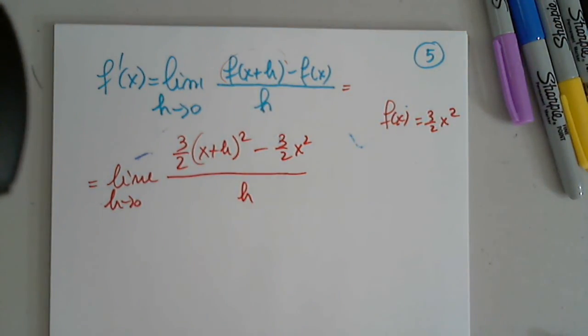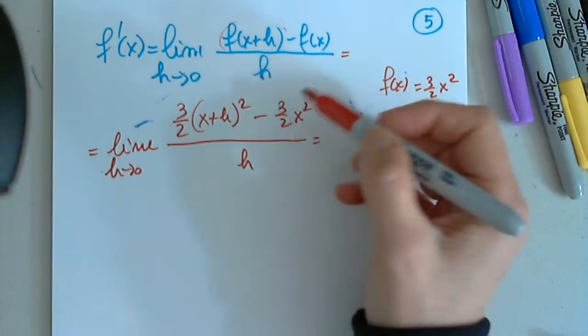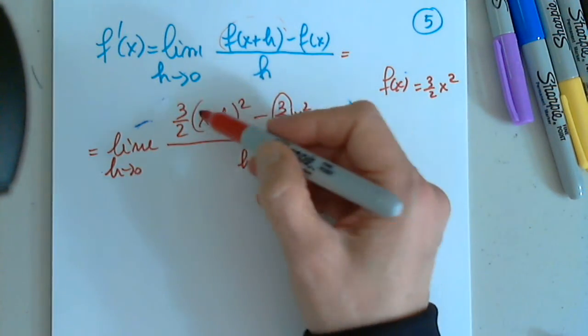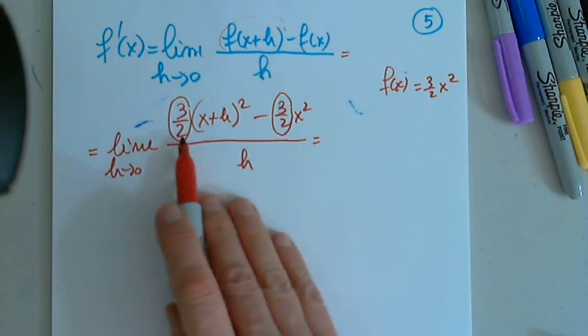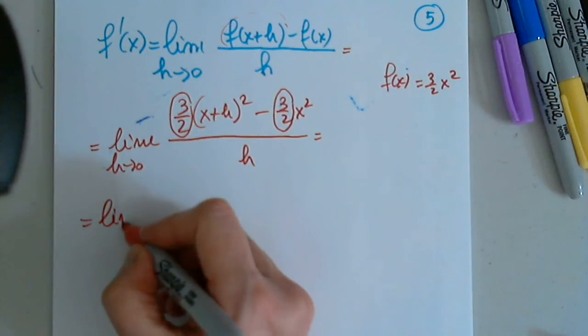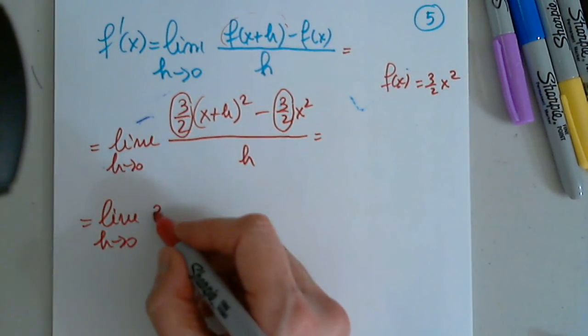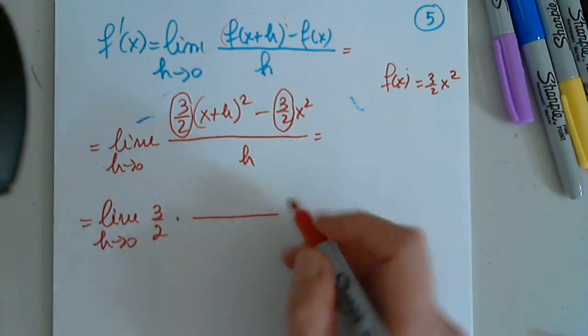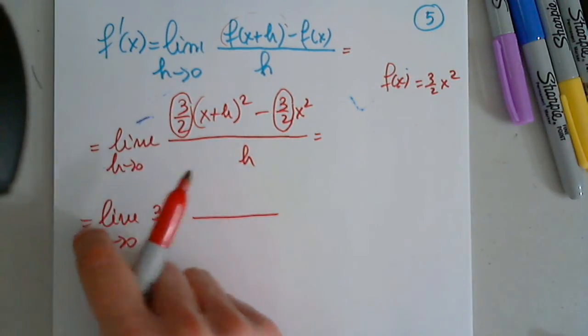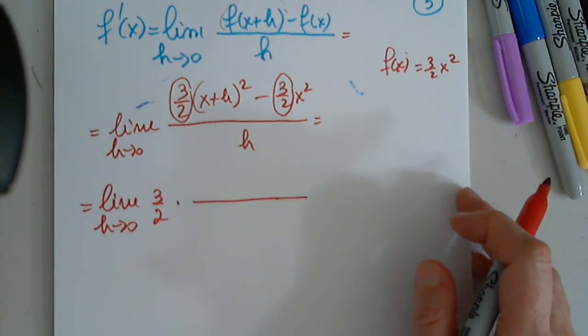Is everyone with me? Yes. Okay. What I would recommend to make our life easier, always remember, simplify and factor. I'm going to take 3/2 out. Limit as h approaches 0. I'll put 3/2 in front of the fraction line, or I can even put it outside as we learned in limit laws.